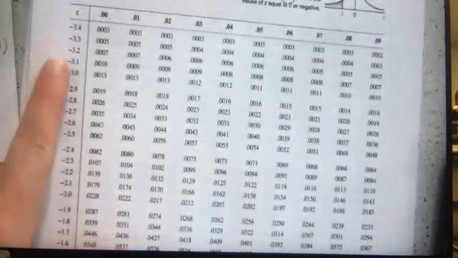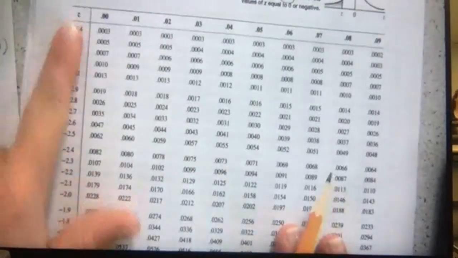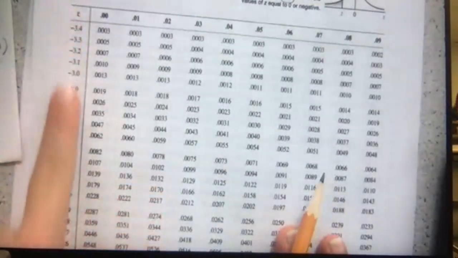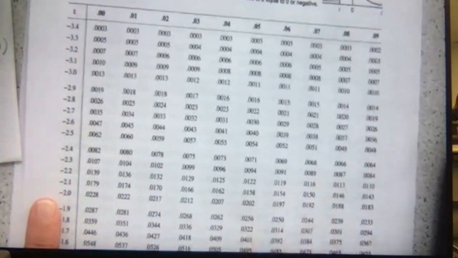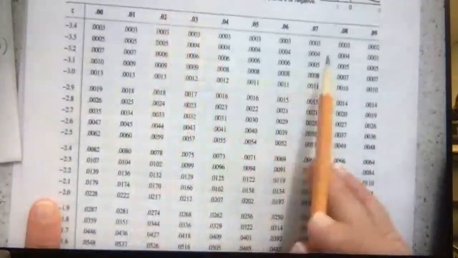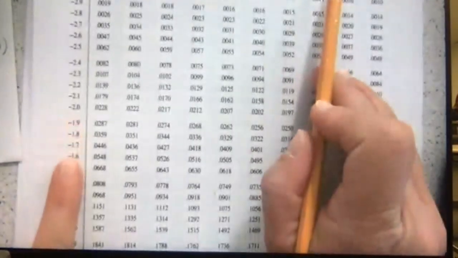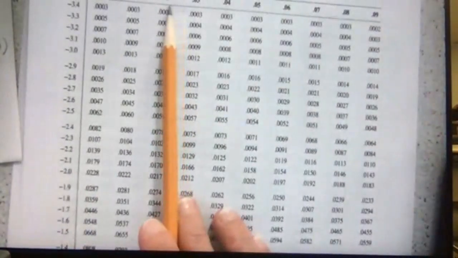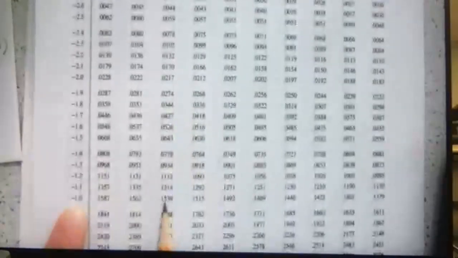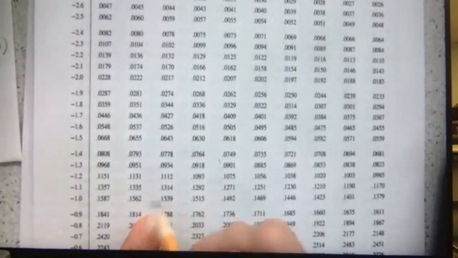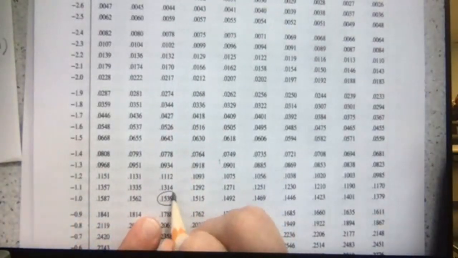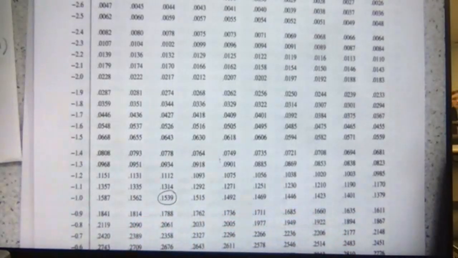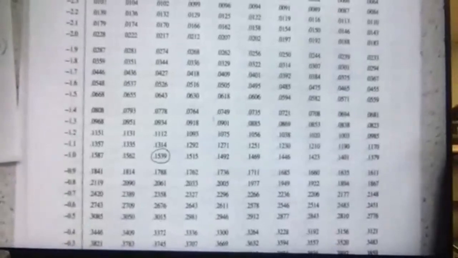So let's find when Z is negative 1.02. Notice this Z column right here will give us our ones and tenths place, and then this will give us our hundredths place. So go down to negative 1.0, and then we're going to go over to 2. So that will give us negative 1.02. So boom, there's our answer, 0.1539.